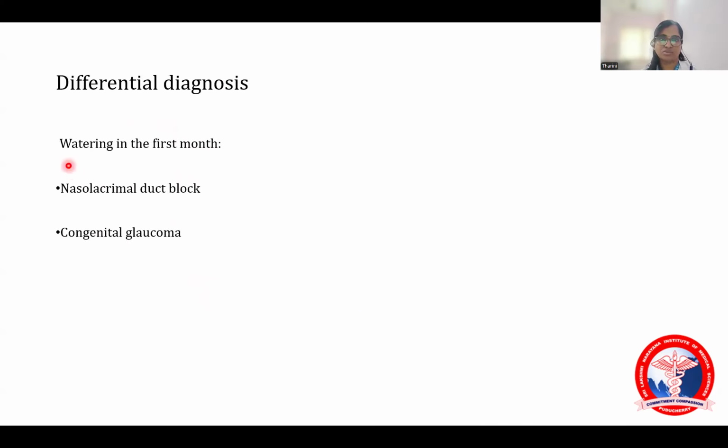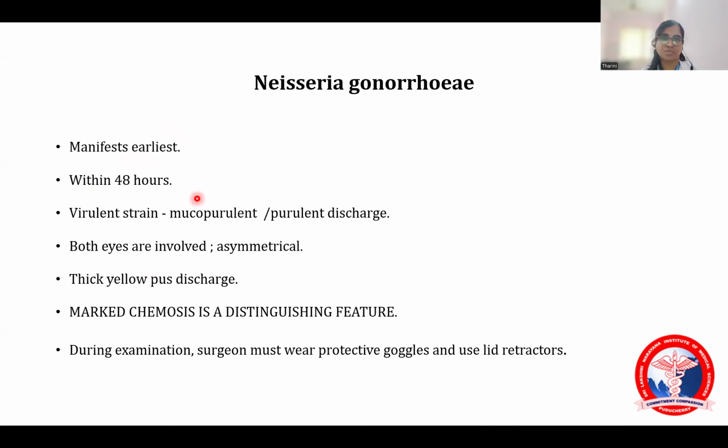The differential diagnosis includes watering due to a nasolacrimal duct block or congenital glaucoma. Neisseria gonorrhoeae manifests earliest. So if the child presents with conjunctivitis within 48 hours of birth, usually it is due to Neisseria gonorrhoeae. It is a virulent strain causing mucopurulent or purulent discharge. Both eyes are involved, but asymmetrically. Thick yellowish pus will be seen and marked chemosis will be seen.